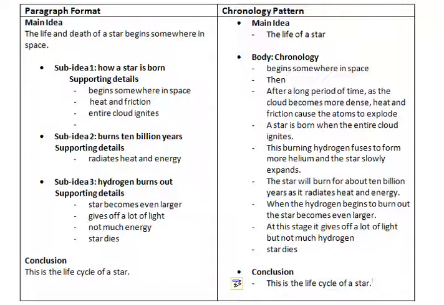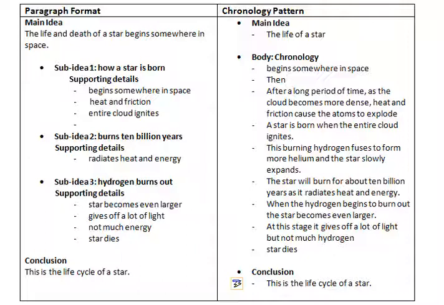Sub-idea 2. Burns 10 billion years. Supporting details. Radiates heat and energy. Sub-idea number 3. Hydrogen burns out. Supporting details. Star becomes even larger. Gives off a lot of light. Not much energy. Star dies. Conclusion. This is the life cycle of a star.